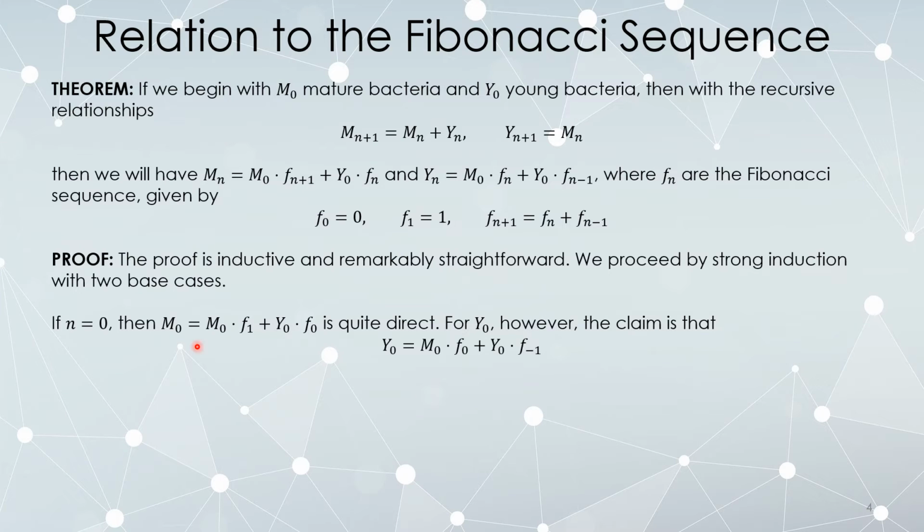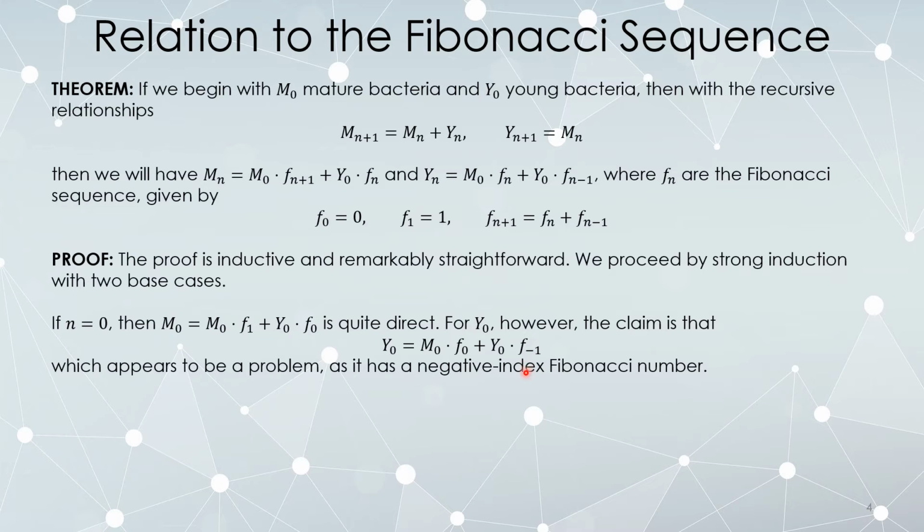First, day 0. If n equals 0, then the number of mature bacteria we start with is m sub 0 times f1, where f1 is 1, plus y0 times f0, where f0 is 0. So notice this term vanishes and m0 equals m0. But what about y sub 0? If we look at our claim up here, we would get y sub 0 equals m0 f0 plus y0 f negative 1.